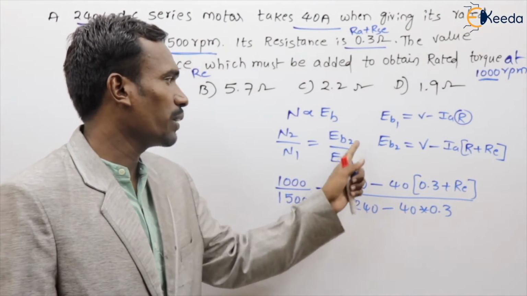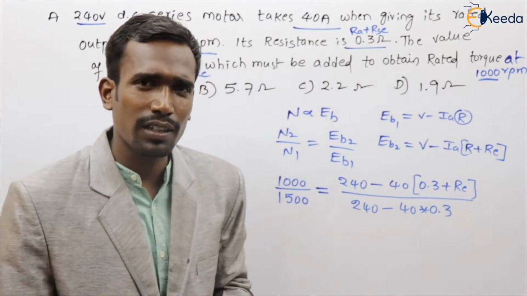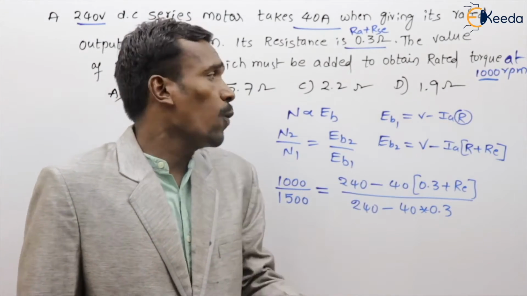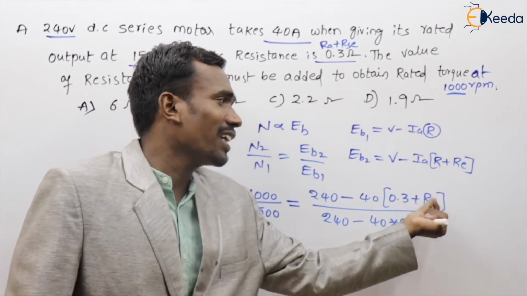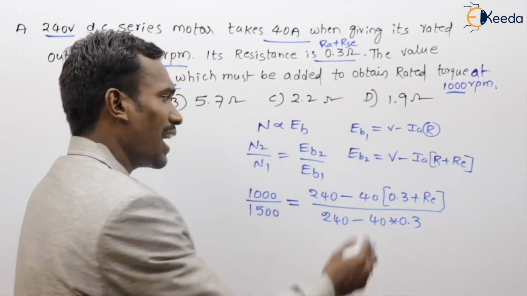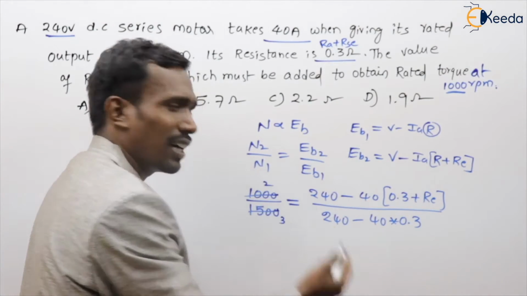N2 by N1 is equal to EB2 by EB1. EB1 is equal to V minus IA into R. EB2 is nothing but the second one, when extra resistance RE is added. So N2 by N1 is equal to EB2 by EB1. If you calculate this value, for example, 500, 2s are 500, 3s are 500.